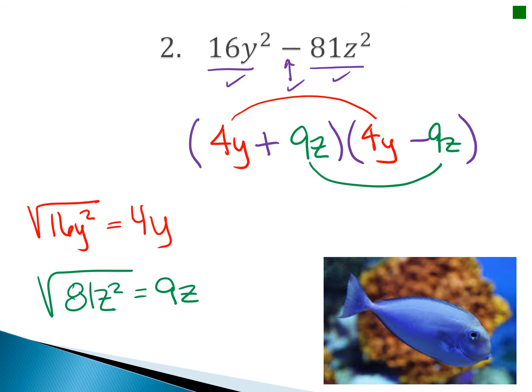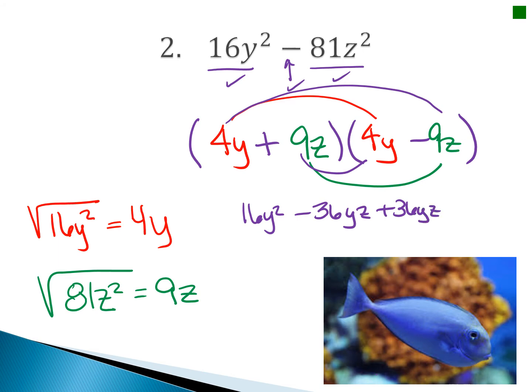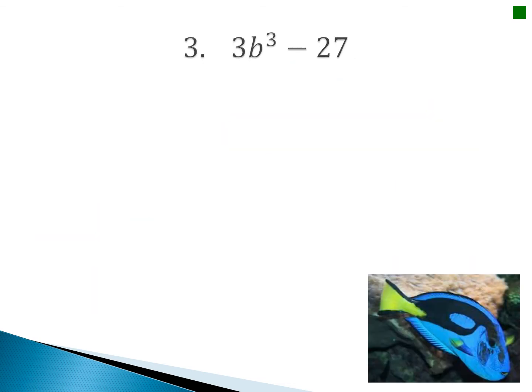Here's why this works and why it has to be a minus. If you are foiling, that's that, right? We also have to do this one. So we would have 16y squared minus 36yz. Right here is plus 36yz, and then that's minus 81z squared. And see how those two terms cancel out? That's why it only works if one's a plus and one's a minus, okay?